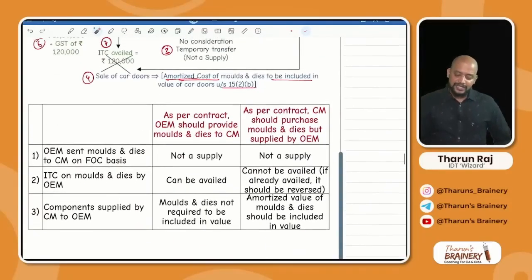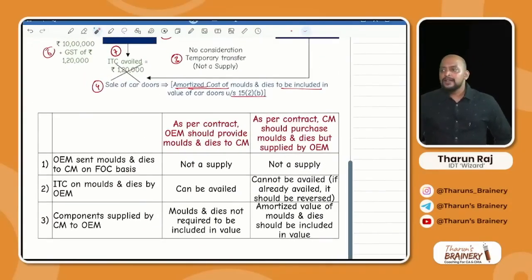Got it? So with this, we completed value of supply. Mostly we get practical questions on this, and this molds and dies point also can be tested because they have not asked this in the last couple of attempts. So therefore they can make a question on this molds and dies. Okay.